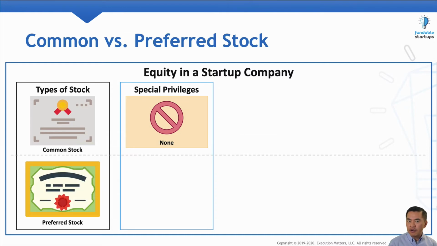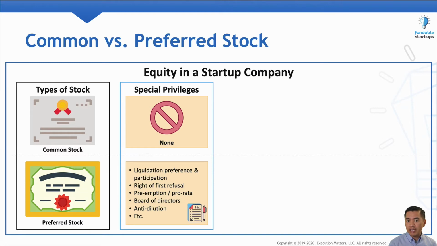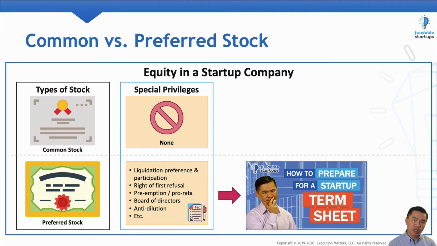So what about preferred stock? Just as its name implies, preferred stock has certain rights and privileges not available to common stock. There are dozens of terms associated with preferred stock rights. Preferred stock terms are so broad and complex that we have a separate How to Prepare for a Startup Term Sheet training class to cover them.